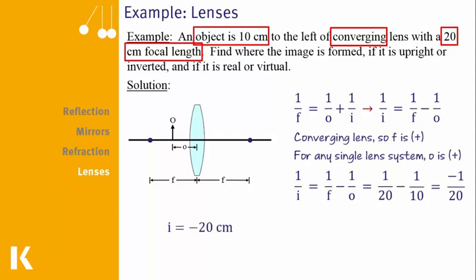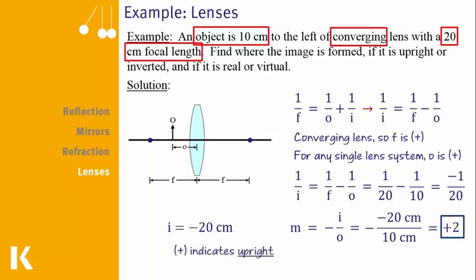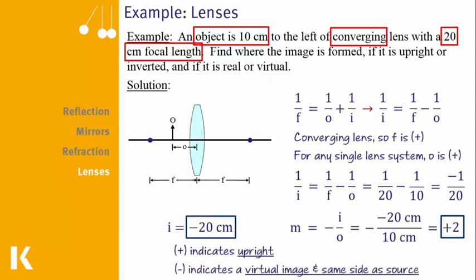To determine whether the image is upright or inverted, we need to consider the magnification. Plugging our values in, we get a magnification of positive 2. A positive magnification indicates an upright image, just like with mirrors. To determine whether the image is real or virtual, we need to look at the sign of image distance. A negative image distance tells us that we have a virtual image, and for lenses, that image will be on the same side as the source of light.